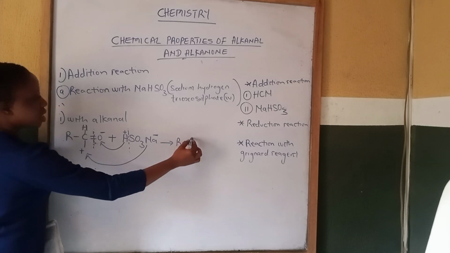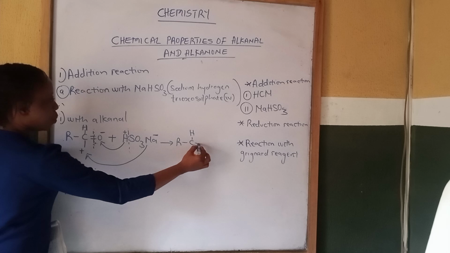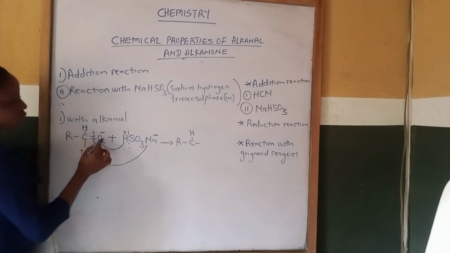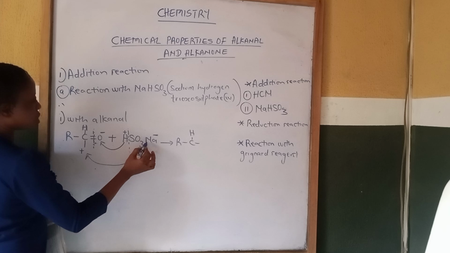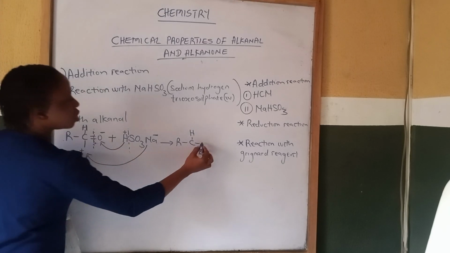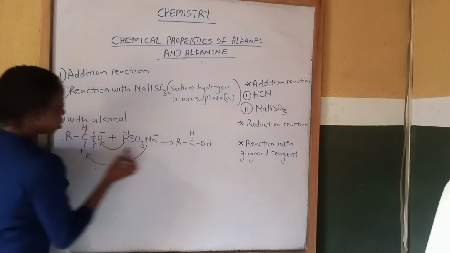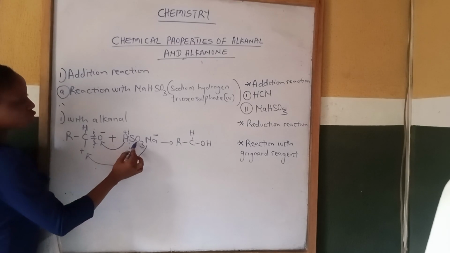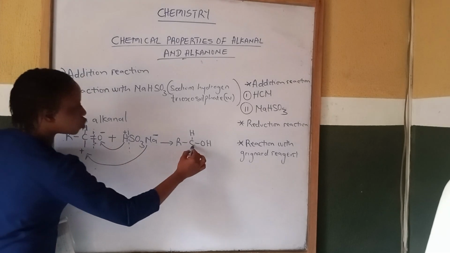So then our product will be RC, then hydrogen, plus this one remaining bond. Oxygen will combine with hydrogen to give us OH. Then the sodium hydrogen trioxosulfate part will come down.